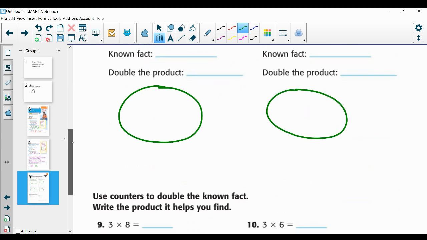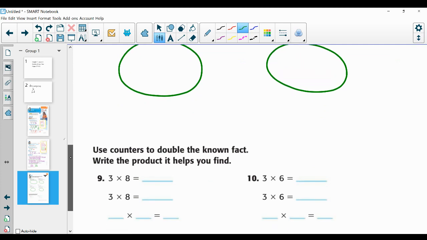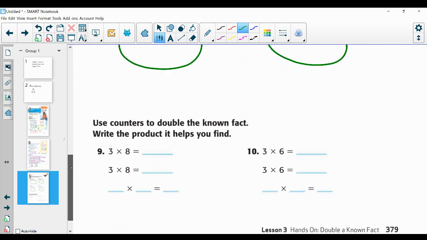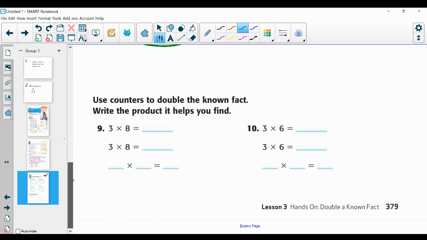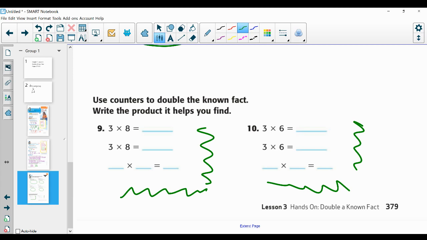Now for the bottom of this, if you don't need the counters, you don't have to use them, but it will help you if you're still struggling with this. And it's okay to still be having trouble with it because this is a new thing. So use counters to double the known fact. Write the product it helps you find. If you need to draw your array, you have white space. You've got white space here, white space here, white space here, but you do not need to draw your array.